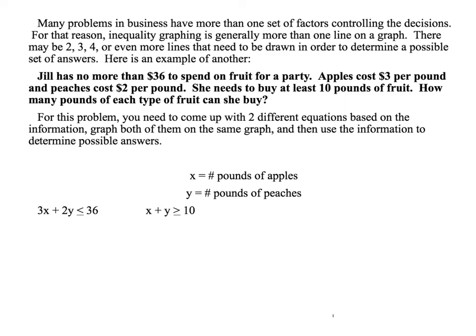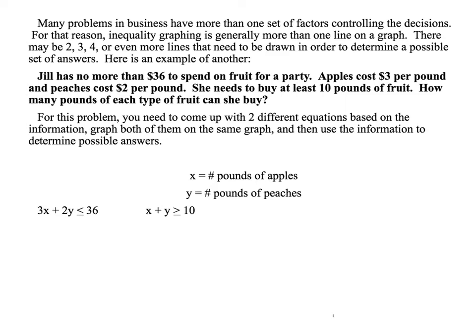Jill has no more than $36 to spend on fruit for a party. Apples cost $3 per pound and peaches cost $2 per pound. She needs to buy at least 10 pounds of fruit. How many pounds of each type of fruit can she buy?